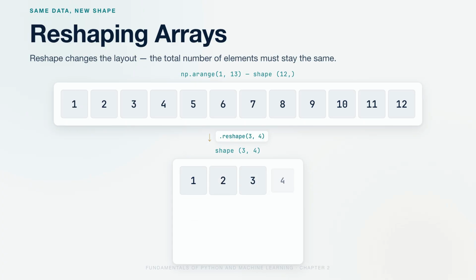Reshaping means changing the structure of an array without changing the actual data inside. For example, numbers = np.arange(1, 13) creates an array with numbers from 1 to 12. Right now, it's a one-dimensional array. We can reshape it into 3 rows and 4 columns with numbers.reshape(3, 4). The result will be a multi-dimensional array with 3 rows of 4 values each.